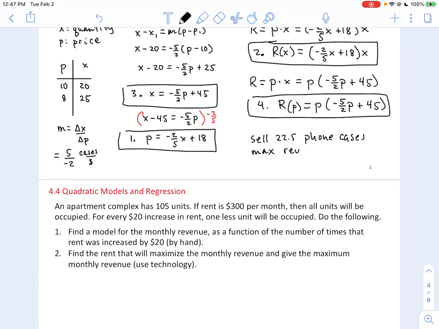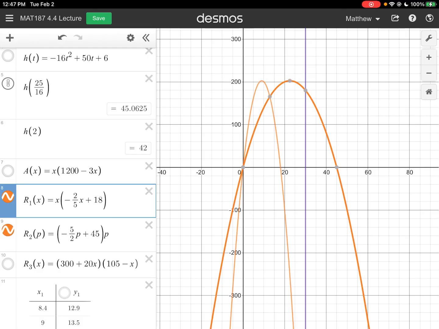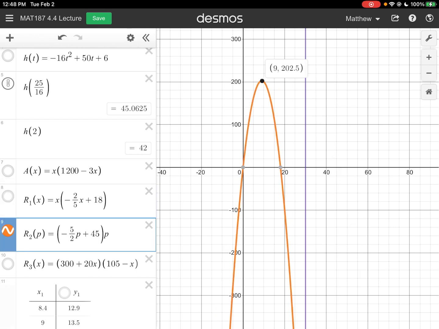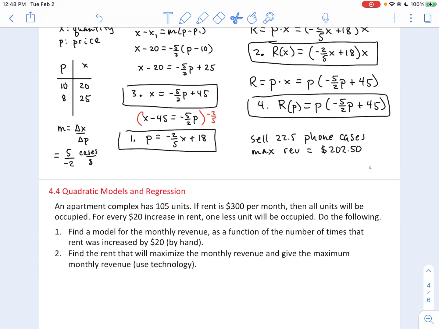So the max revenue will be $202.50. An obvious question is, well, what was the price then? Well, if you take this 22.5 and plug it in right here, you'll get that price. Or we could do the following. I'm going to graph now the R as a function of price, which I have here. It's the next orange graph. Notice it's a different looking parabola. This is R against P. The horizontal axis is P, which is price, and the vertical axis is R, which is revenue. What's not obvious in this graph is what the correct quantity should be. But it's saying that if you charge $9 per phone case, then your revenue will be a maximum of $202.50.